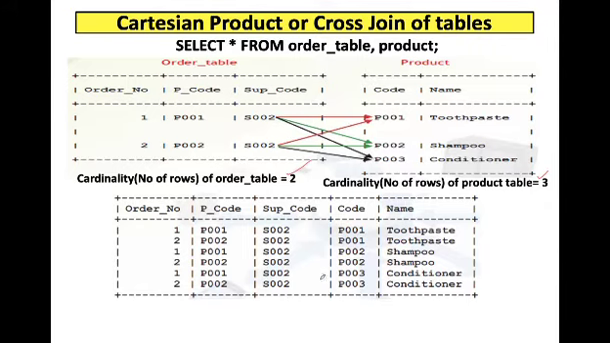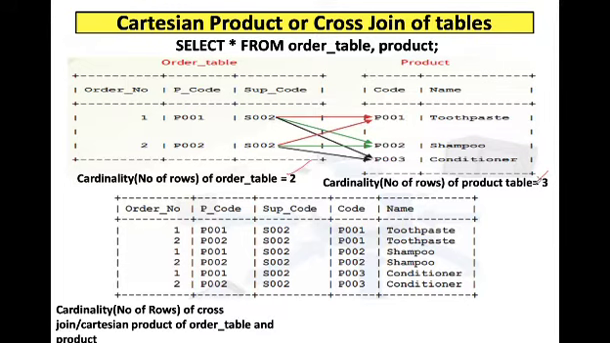And what will be the cardinality of the cross join of these two tables? 2 into 3, 6. So the formula becomes: the cardinality, or number of rows, in the cross join of any two tables, let us say in this case the order table and product table, is equal to the cardinality of the first table multiplied by the cardinality of the second table. In this case it is the cardinality of the order table multiplied by the cardinality of the product table, that is 2 into 3, equal to 6.